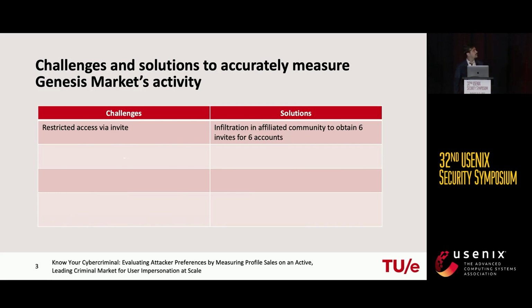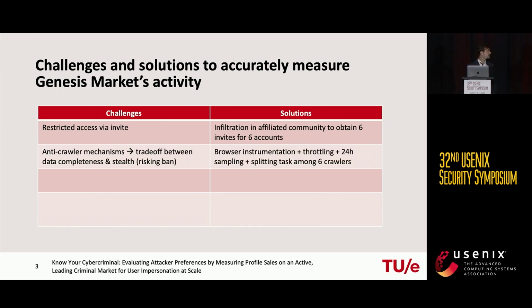Of course, extracting data from live markets is quite a complicated activity. One of the challenges is that the market is restricted access. You need an invite code to get access to this market. So we had to infiltrate an affiliated community, create some identities in there, and pretend to be people interested in the activity of the market, to obtain some invite codes. We managed to obtain 6, and with those, we used them for our crawlers.